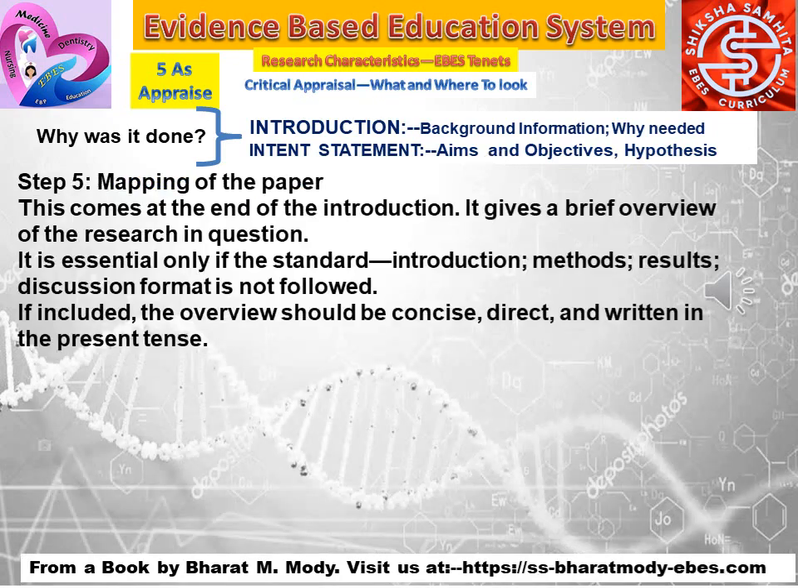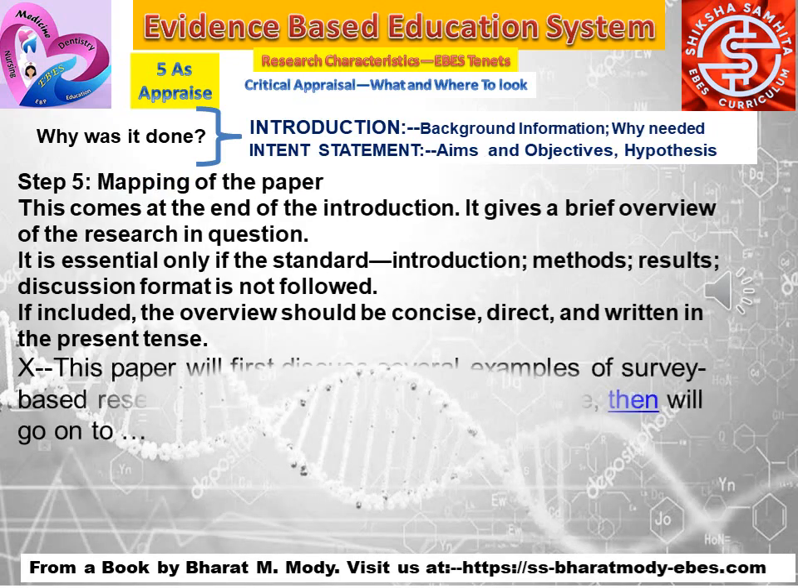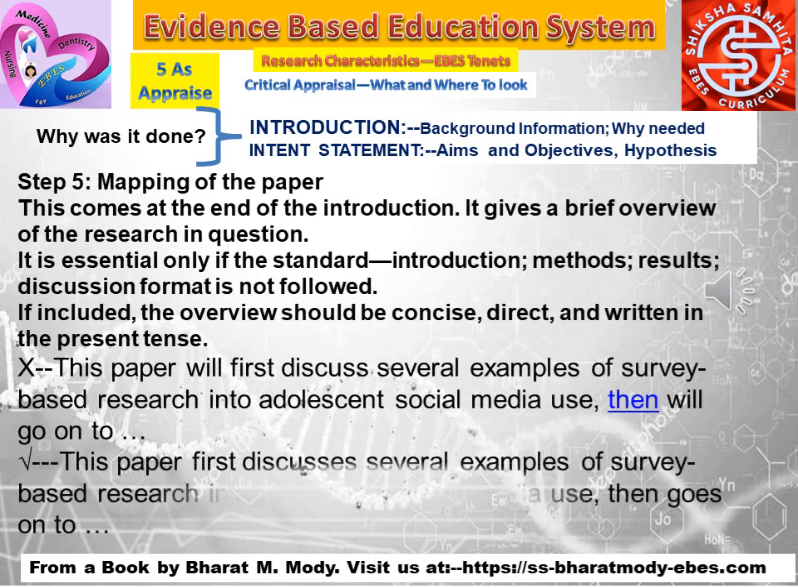Step 5 deals with the mapping of the paper. This comes at the end of the introduction, and it gives a brief overview of the research in question. This is essential only if the standard introduction, method, result, discussion format is not followed by the paper. Nevertheless, if it is included, the overview should be very concise, direct, and written in the present tense. The writing in the present tense is most important.